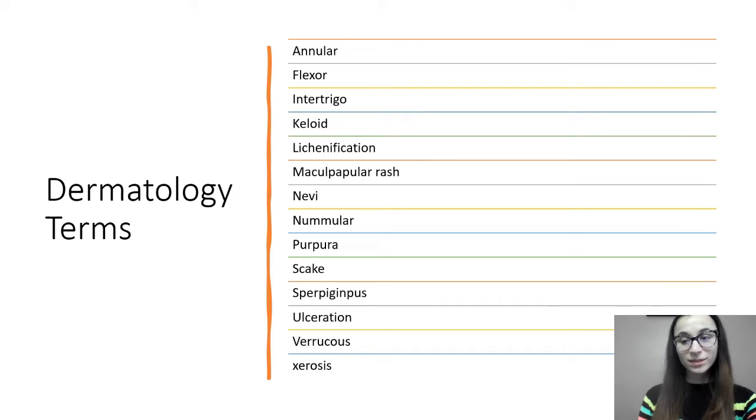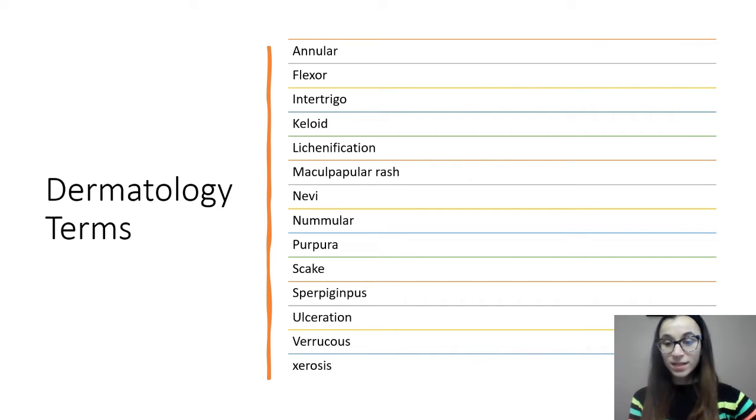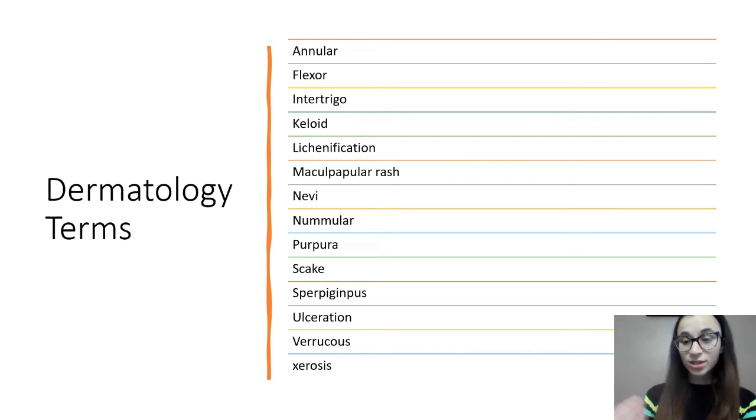Purpura is when there is bleeding into the skin. Scales is when it's flaky, so you're going to see flaky skin, like in psoriasis. Ulceration is full thickness loss of skin, for instance, a pressure ulcer. Verrucous is wart-like, and xerosis is dry skin. The reason you have to know this is because in the question, they'll come up with these terms, and if you don't know this, those are key terms to differentiate different rashes and different conditions.